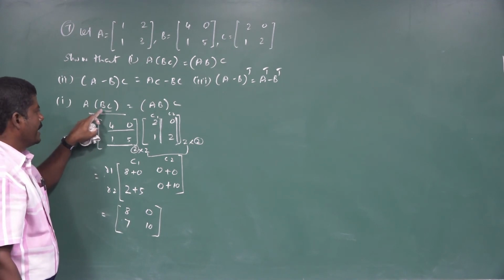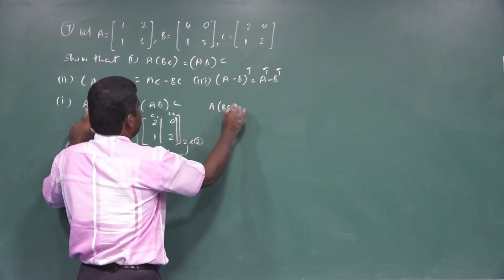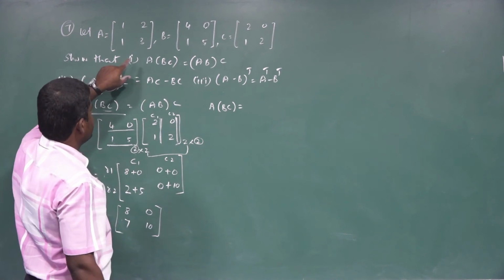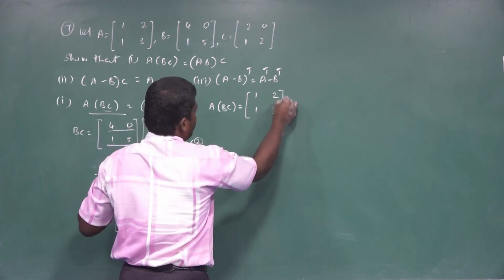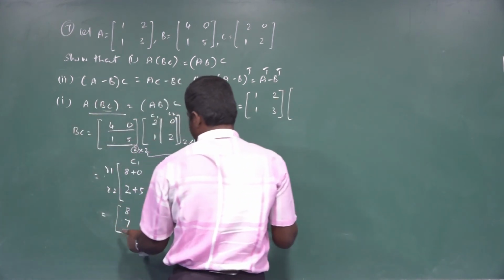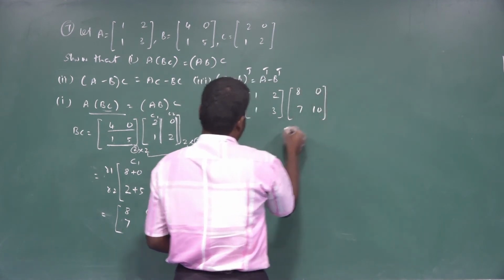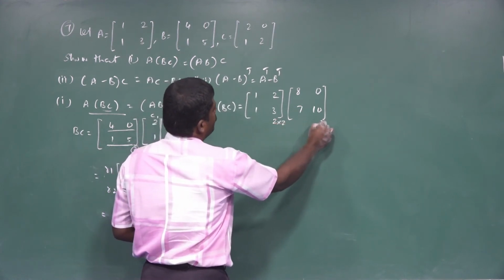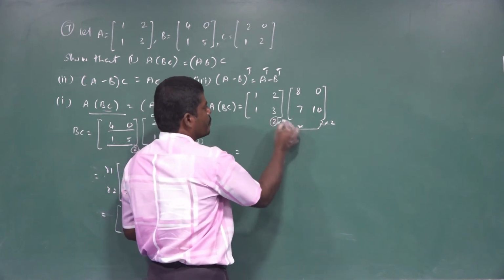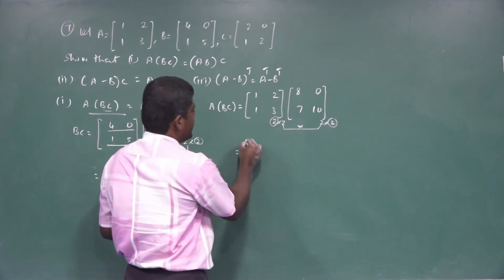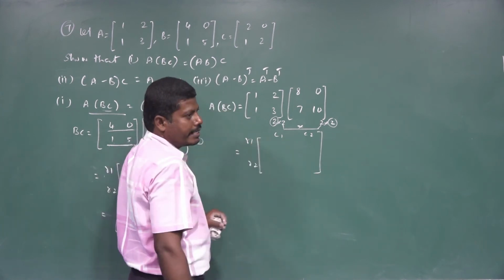Next, you want to multiply BC with A. Understand? A multiplied by BC. What do we get? You take A matrix 1, 2, 1, 3, multiplied by BC matrix 8, 0, 7, 10. This is a 2 by 2 matrix. This is also a 2 by 2 matrix. So these two are equal. Therefore, multiplication is possible. Our result order is 2 by 2, that means 2 rows and 2 columns.